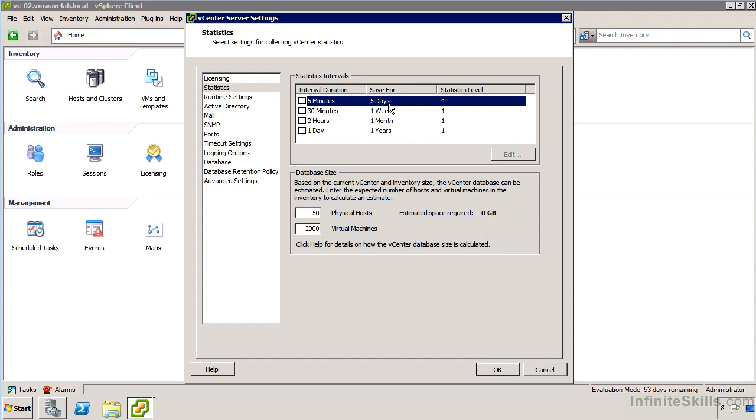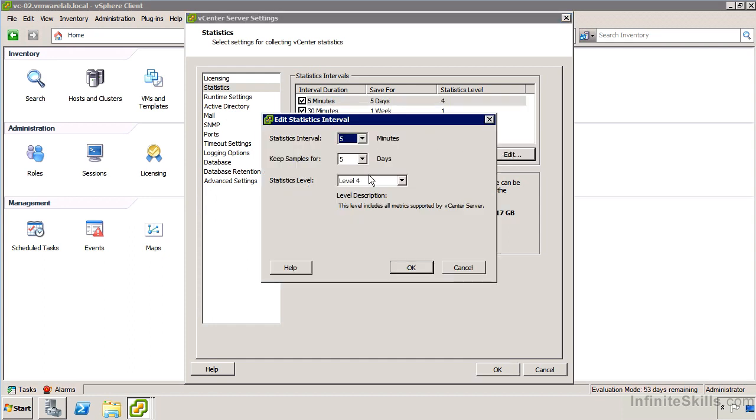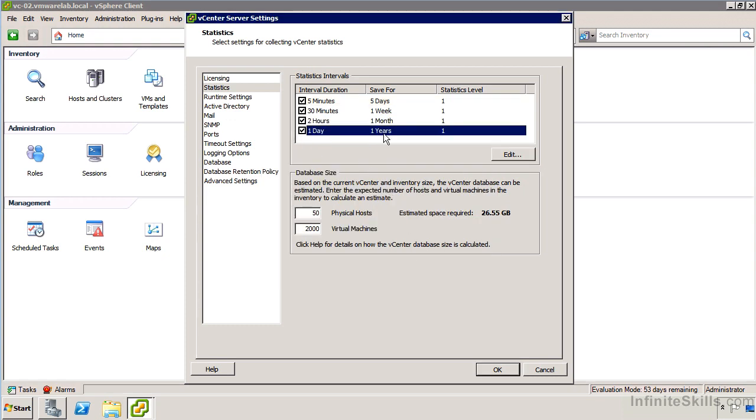So I can't say that I want to keep statistics at level 1 for the 5-minute period and then at level 4 for the 1-day period, even though in theory that would be useful. We're not able to do that because the summarization process that takes all of the data out of the database won't be able to aggregate at a higher level than the raw data that it's using to aggregate. And that's just a side effect of how the data collection and storage happens within vCenter. So we can tune these statistics.